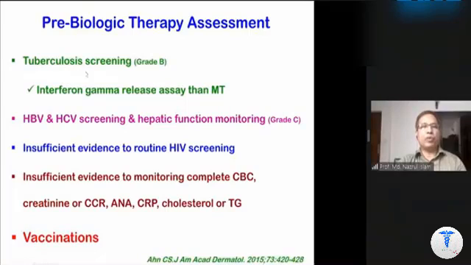So tuberculosis screening, how can we do it? By tuberculin test, and the better and best is to do the interferon gamma assay, that is the QuantiFERON TB Gold test. Hepatitis B and C screening is good to do, and the other markers we can do to evaluate this. If HIV is suspected, you need to check that. We need to check whether patients are vaccinated or not.